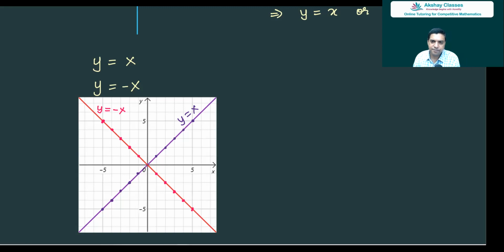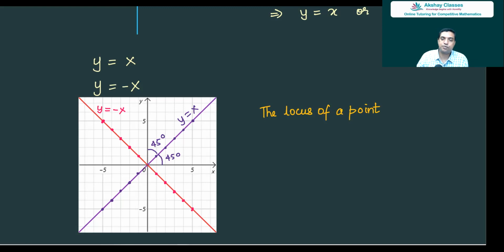So what we get, and if we see this angle, if you study carefully in straight lines, this angle is 45 degrees. And this angle is also 45 degrees. So what happens for these two lines? This line becomes the angular bisector. Although it is not mentioned here, this we will study in angular bisectors of straight lines.